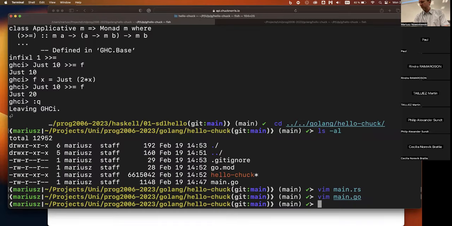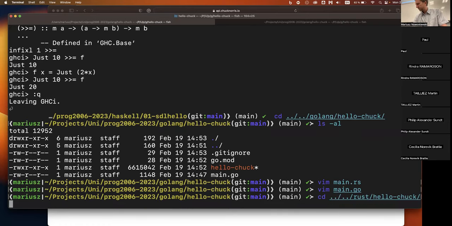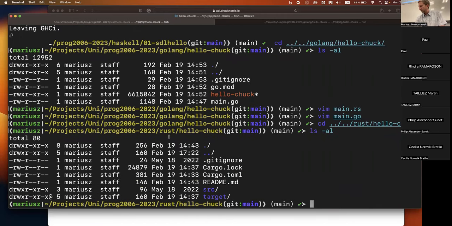So let's have a look in Rust. Check. Hello, check. Okay, so with Rust, we also have a very simple structure. We have the Cargo.toml.